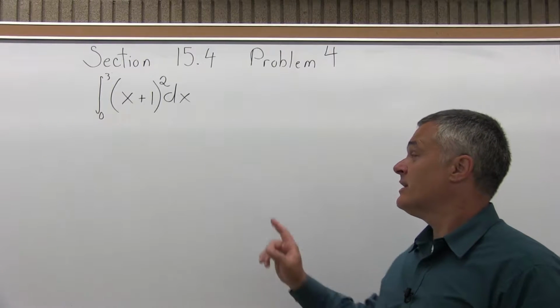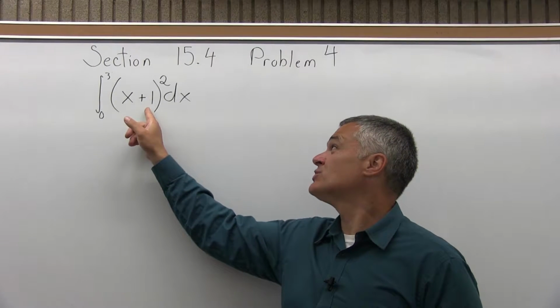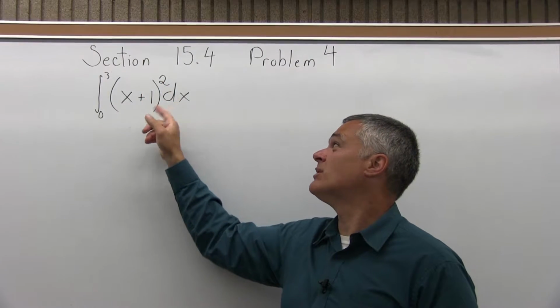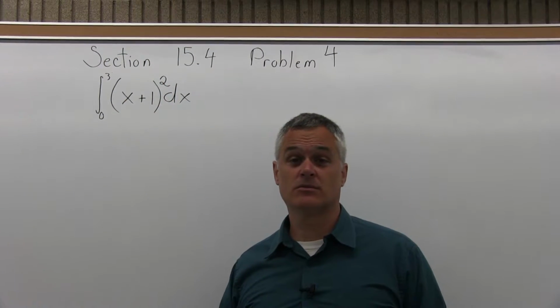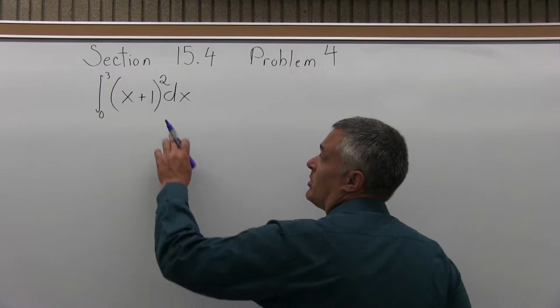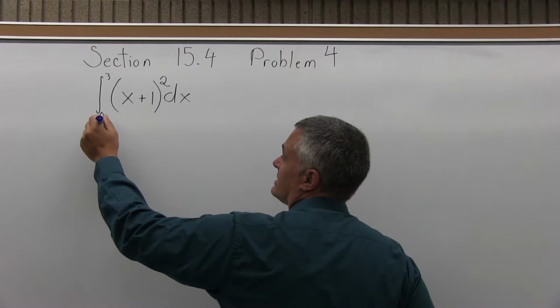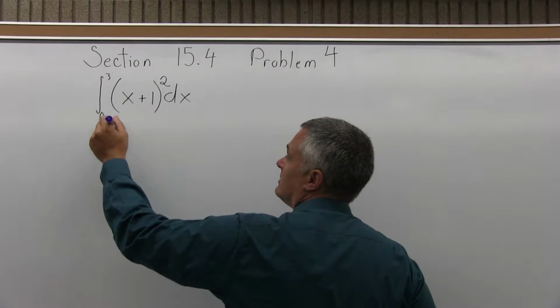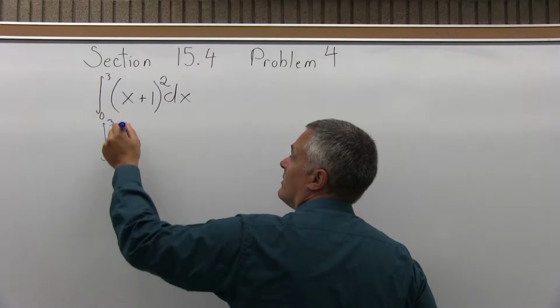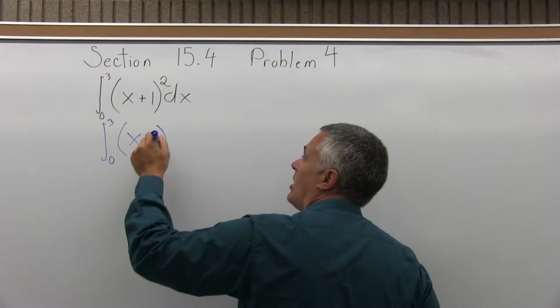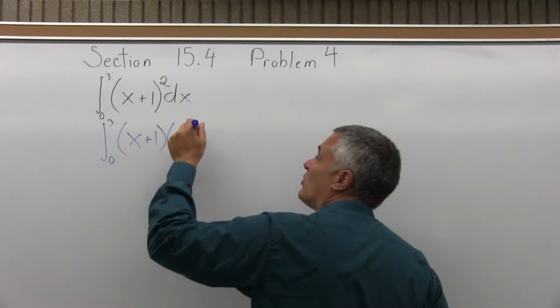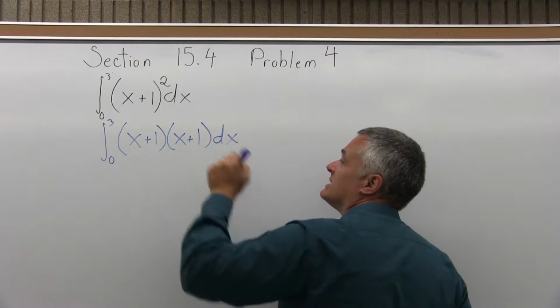We want to do the definite integral of (x + 1)^2 dx from 3 to 0. So to start this problem off, I need to clear those parentheses. So let me rewrite the integral, still from 3 to 0, of (x + 1) times (x + 1) again. And of course, there's a dx on the end.